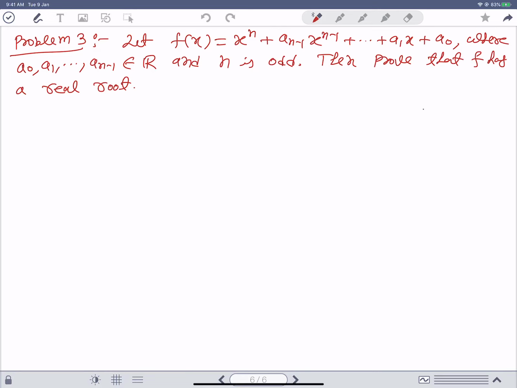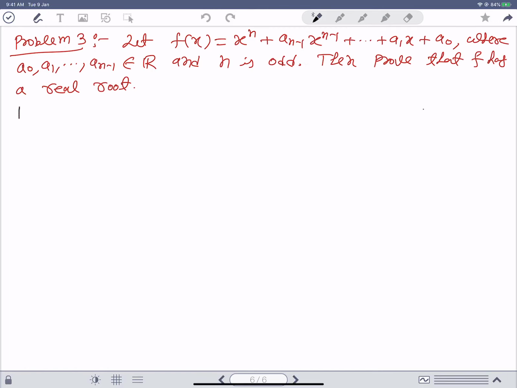That means we have to prove that there exists a number, say c, such that f(c) = 0. Fine. Now here we use the intermediate value theorem. Actually, we will find a large N such that f(N) is bigger than 0 and f(-N) is less than 0. And then, by the intermediate value theorem, we can show that there exists a root in (-N, N). Okay, so this is the idea of the proof.